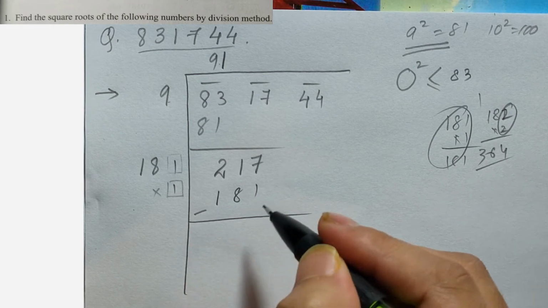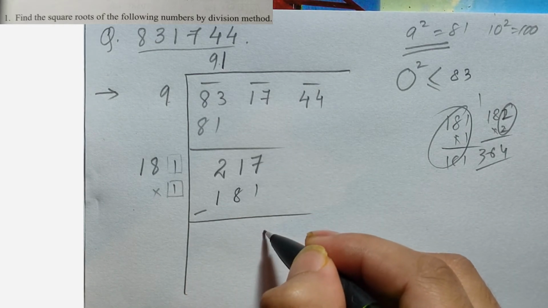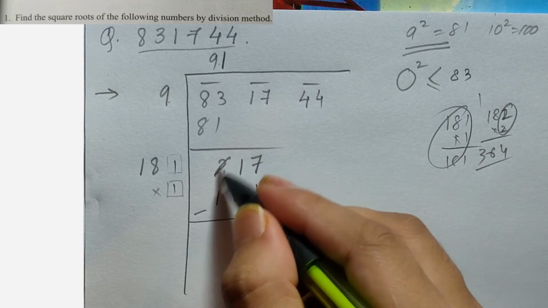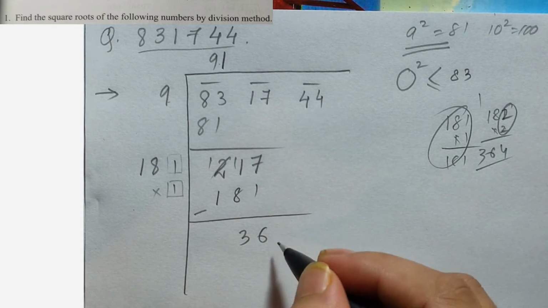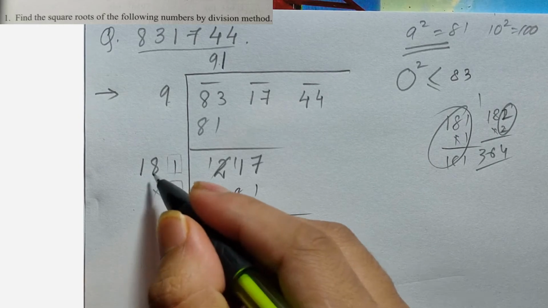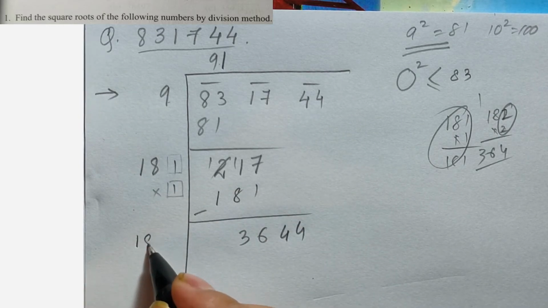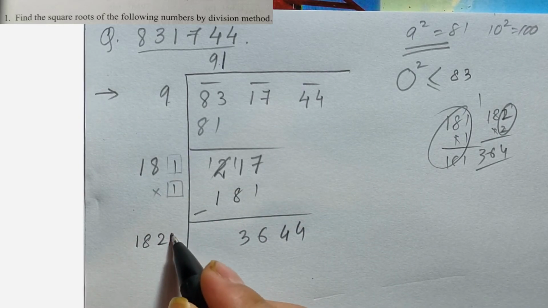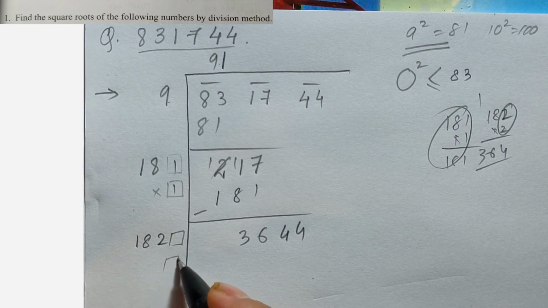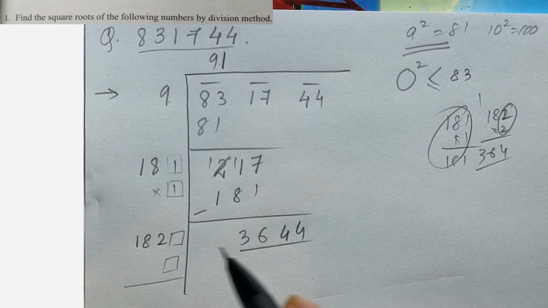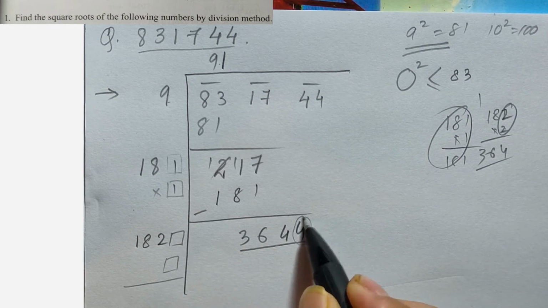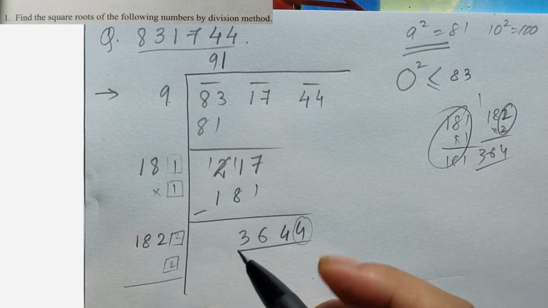And now we will subtract. So when we subtract, 7 minus 1 is 6, then here 1, carry 8, 36. Then this will come down, so 44. 181 plus 1 will be 182. Again, we have to find one number here such that when multiplied with another number here, we get 364. Now it is obvious that since this is 4, this has to be 2, this has to be 2.